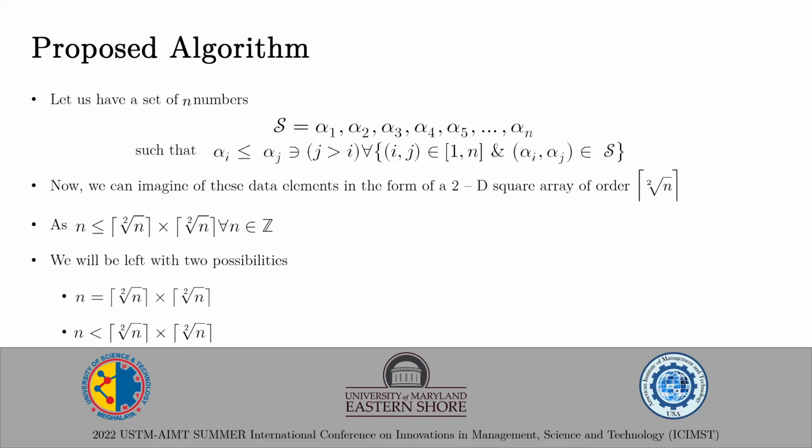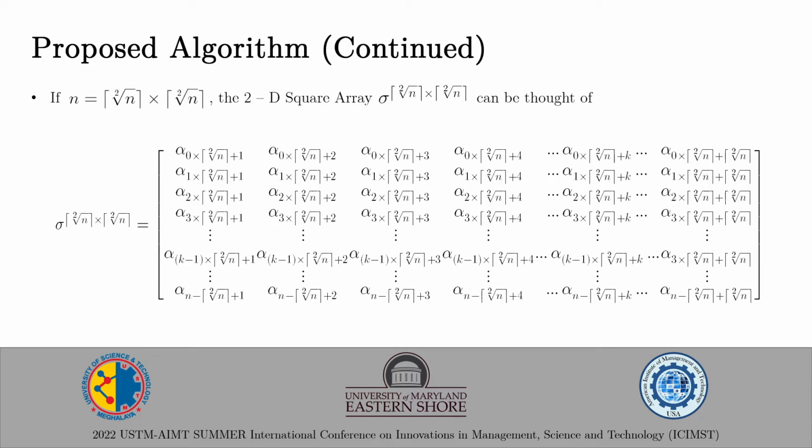As we know, the value of n will be less than or equal to the product of ceiling of square root of n and ceiling of square root of n, for all n being an integer. So basically we are left with two possibilities: n equals square root of n cross square root of n, and n being less than square root of n cross square root of n. From the next slide onwards we will be discussing them in detail.